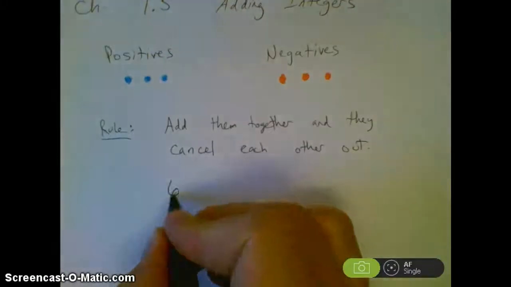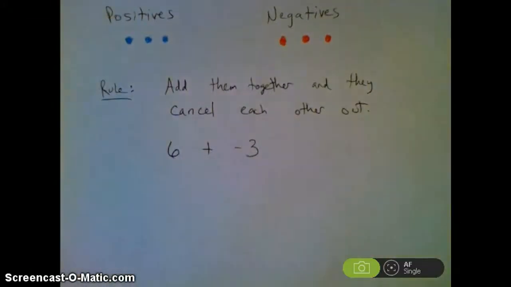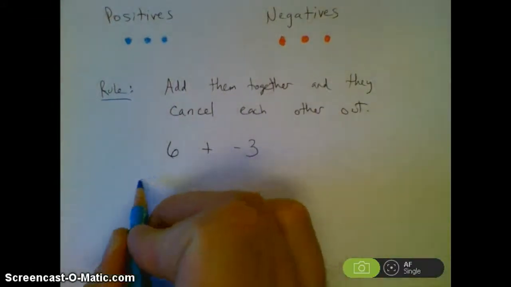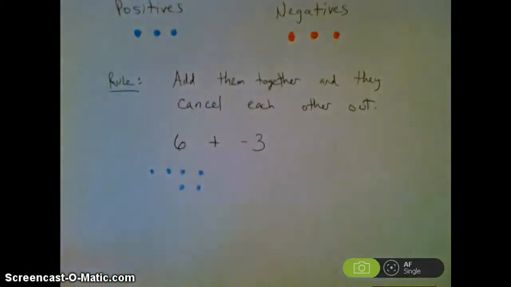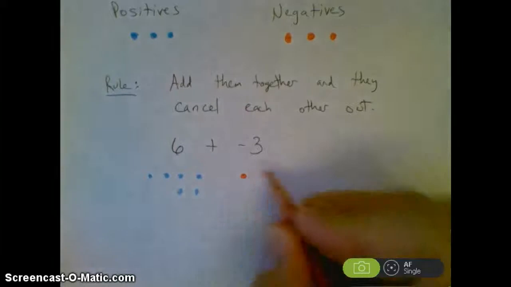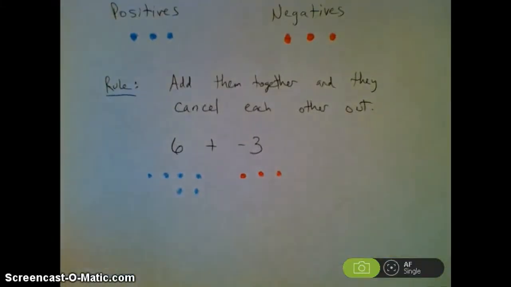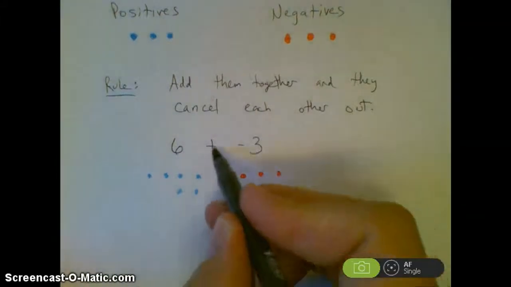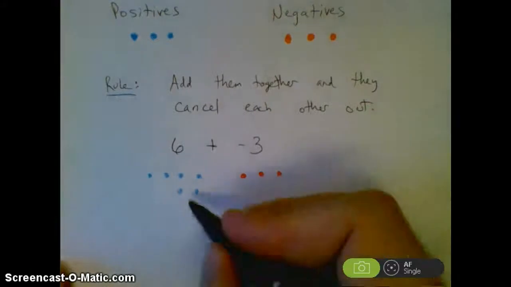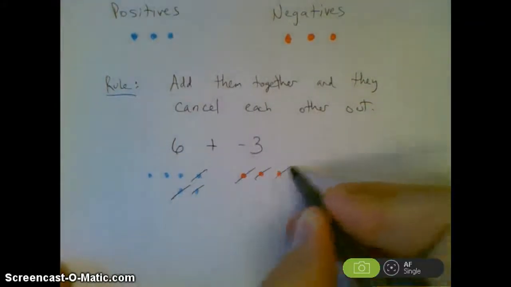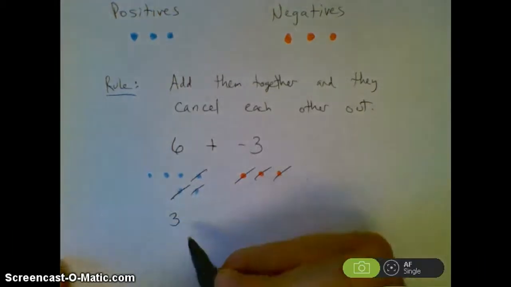Let's say I've got positive 6 plus a negative 3. That'll be 1, 2, 3, 4, 5, 6, plus a negative 3, 1, 2, 3. So 6 blue dots, 3 red dots. Now the rule is that when you add them together, they cancel each other out. So my 3 reds are going to cancel out 3 of my blues. 1, 2, 3, and these are gone. So I am left with 3 blue dots, or a positive 3.